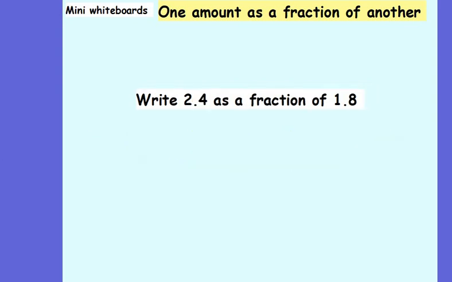Okay, Year 7, how good are you? Mini whiteboards, write 2.4 as a fraction of 1.8 for me. Pause the video, work it out.